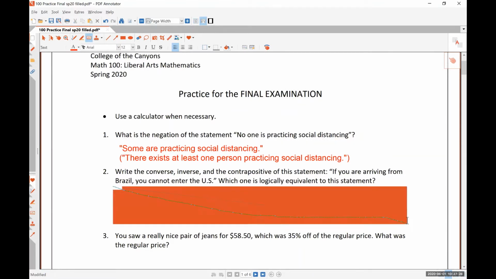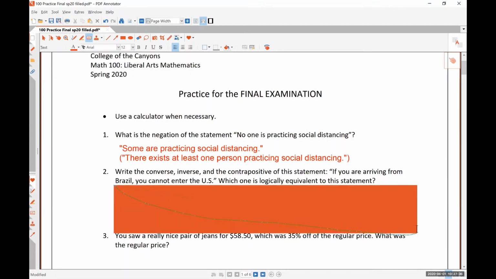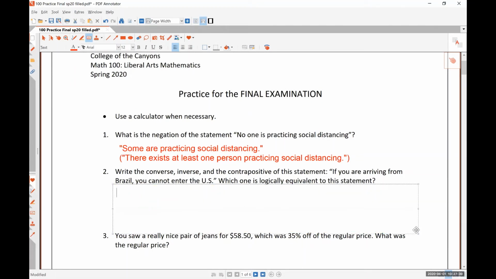Okay, number two is kind of a big problem, because you have to give several answers here, right? And let's see if I can come up with a box. All right, so write the converse, inverse, and contrapositive of the statement: if you are arriving from Brazil, you cannot enter the United States, right?